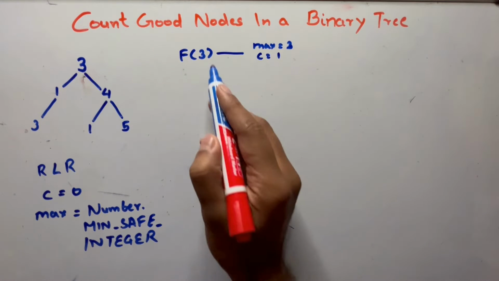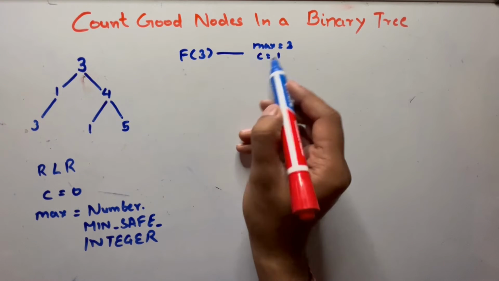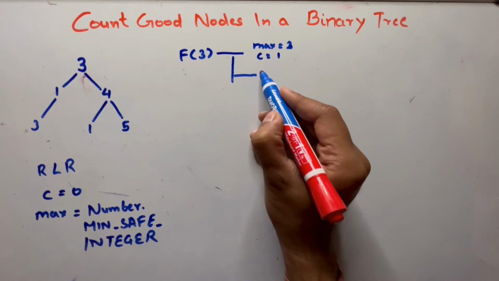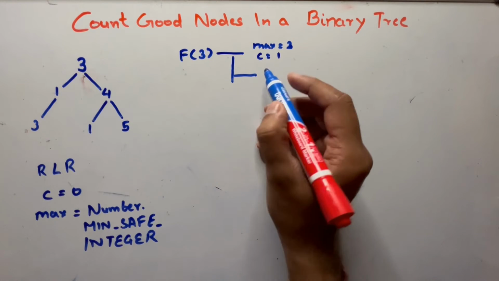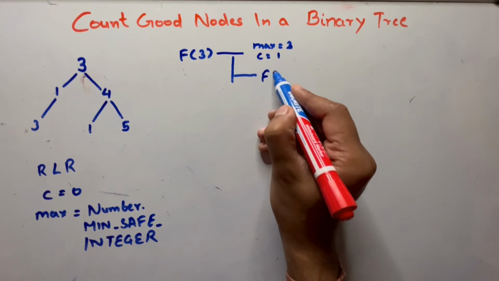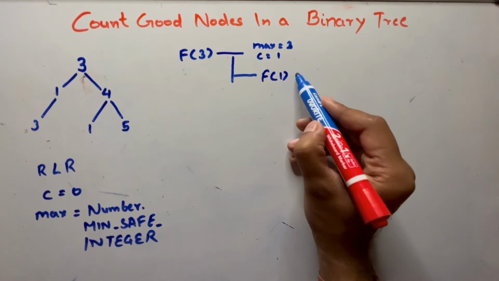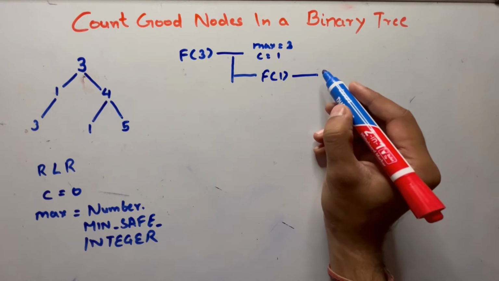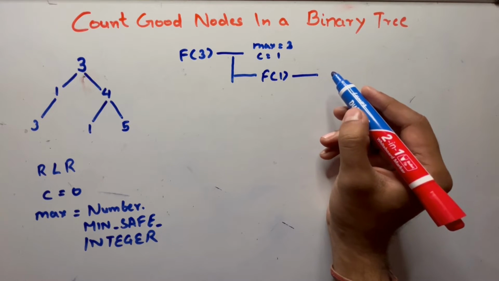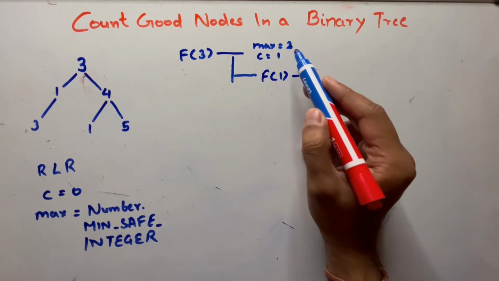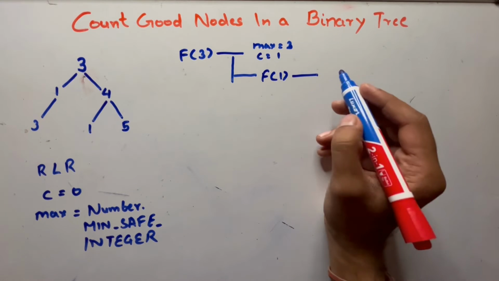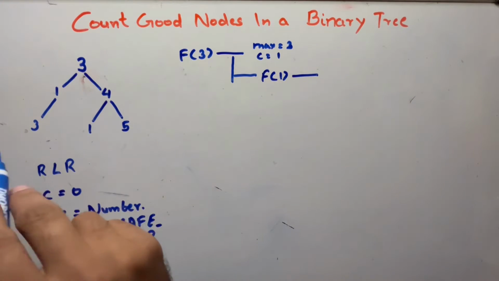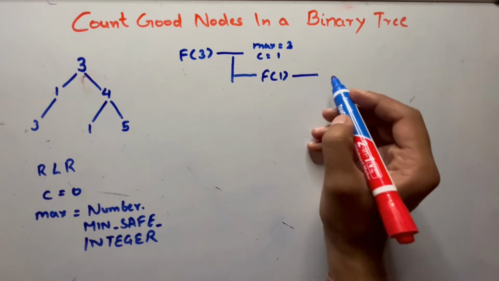Now friends, what will happen? This particular 3, after doing this operation, will make a call for its left node, that will be 1. After making a call for 1, it will again check whether it's null or not. It is not null, then it will check if it is greater than the maximum, yes or no. It is not greater. So what will happen over here? It will not go into that if condition, but it will make a call for its left node, that is 3.